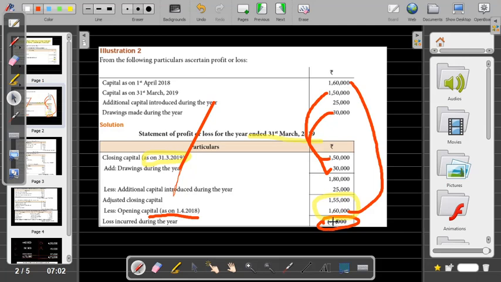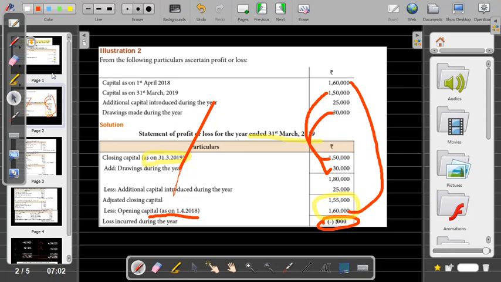I told you previously itself, if the amount of additional closing capital is more than the opening capital, it will be a profit. But here the additional closing capital is less, and the opening capital is more, so it is a loss. Okay, now this is an illustration sum in your book.